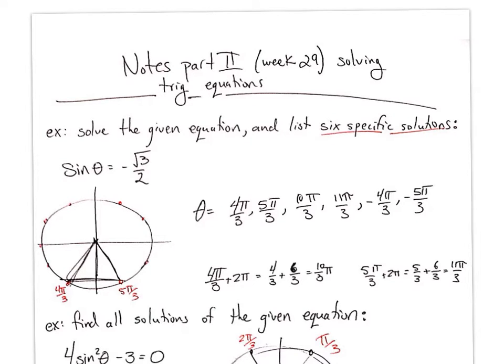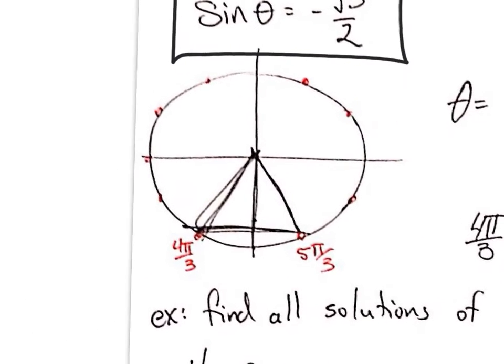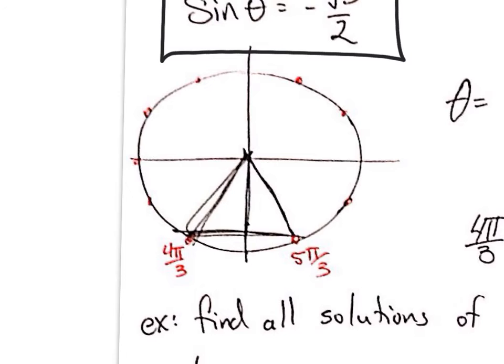Our equation is that sine theta equals negative root 3 over 2. So start by drawing or thinking of a unit circle, and we know that sine is the y-coordinate. So negative root 3 over 2, we know this is the long side, the short side of the triangle. If you're struggling with the unit circle, you could look back at some of those unit circle notes videos. So this angle ends up being 4 pi over 3, and this angle ends up being 5 pi over 3.